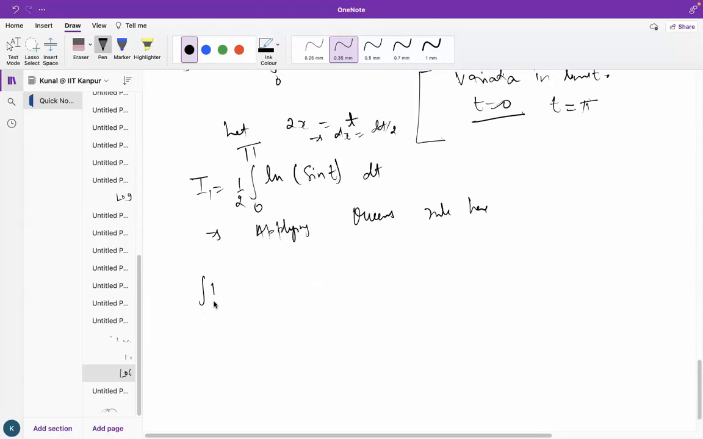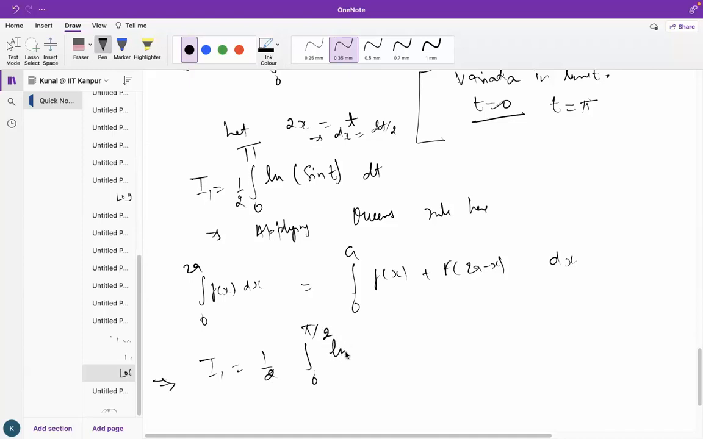Now what Queen's rule says: integration of f(x) dx from 0 to 2a is equal to integration from 0 to a of f(x) plus f(2a minus x) dx. This is what I have to do, right? So let's write here 1 by 2. I am integrating from 0 to pi by 2 now. This is my ln of sin t. And then I replace t with 2a minus t, that is 2 pi minus t.